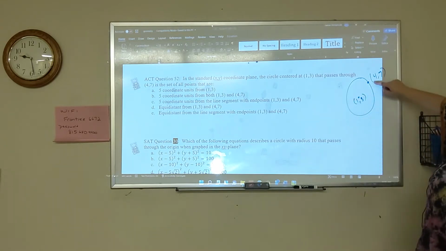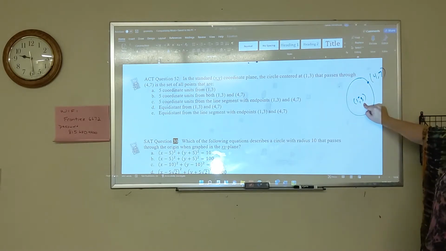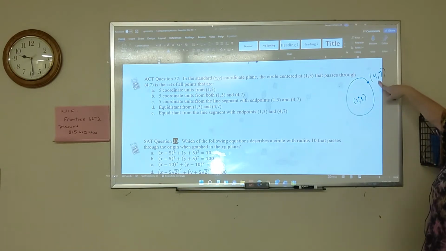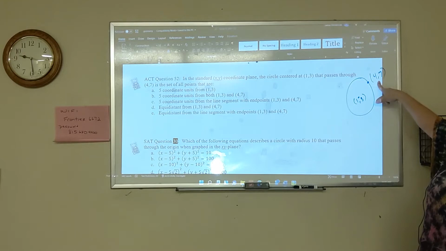Okay, so in other words, do all points that lie on this circle, are they exactly 5 coordinate units away from the center? Well, I don't know. How would we figure that out? How would we figure out if the distance from here to here is 5? What would we use? Find the radius. Right, how would I do it?